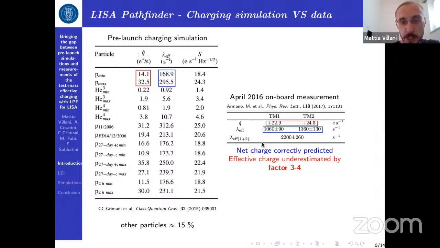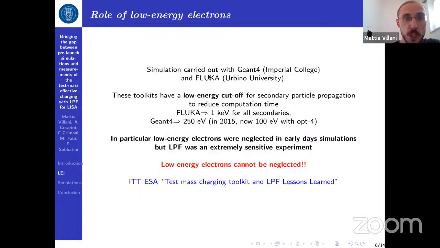it resulted underestimated by a factor 3-4, even including a contribution from other particles, which is about 15%. This is due to the fact that simulations were carried out with FLUKA and GEANT4. These toolkits have a low energy cutoff for secondary particle propagation, and this is done to reduce the computation time. FLUKA has a cutoff at 1 keV for all secondaries, and GEANT4 in 2015 had a cutoff at 250 electron volts. Now with the new option 4, the limit is set to 100 electron volts.